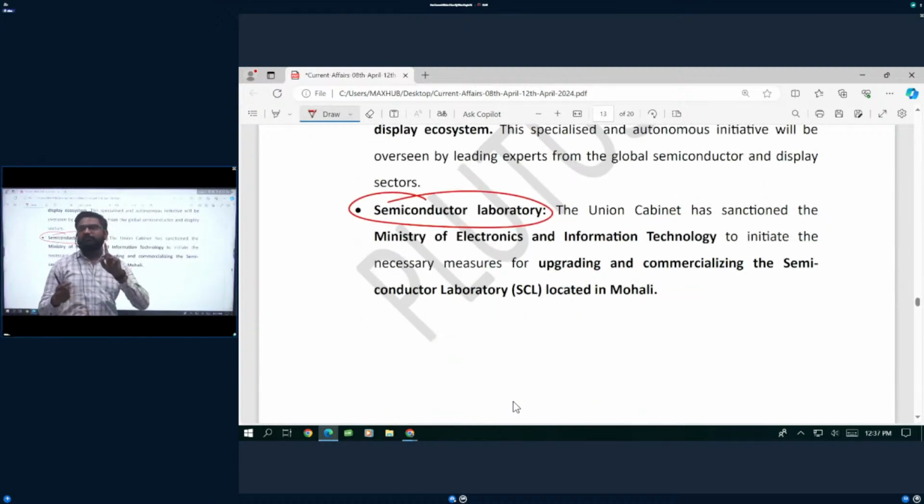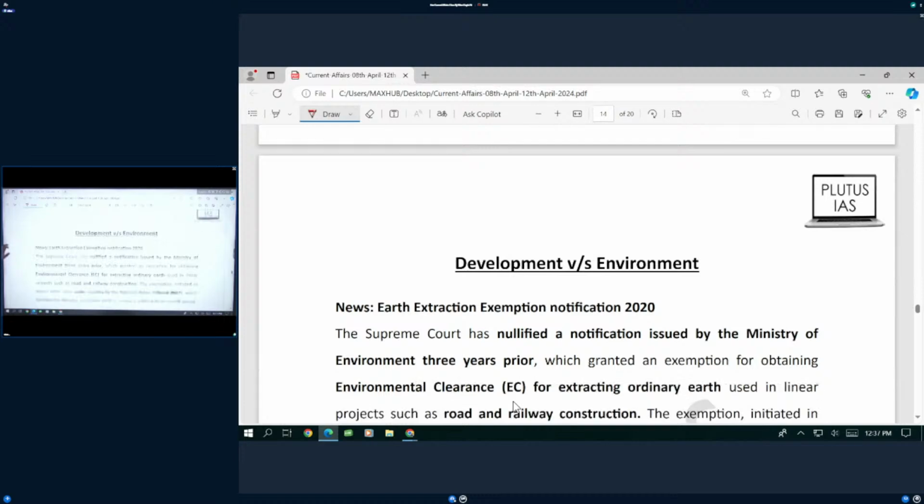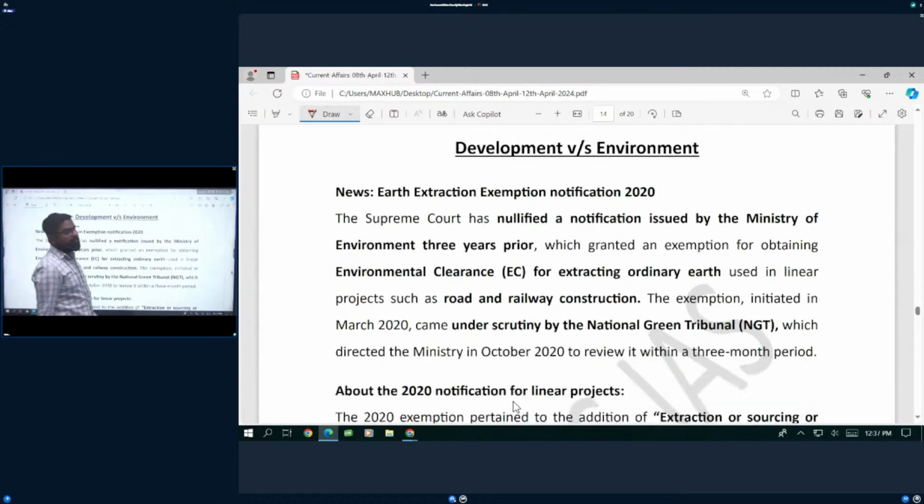So we have seen why semiconductor, we have seen what are the problems in India, and then we have seen what the Indian government is doing. Clear hai? So this is about semiconductor. Now next, move to the news, development versus environment.